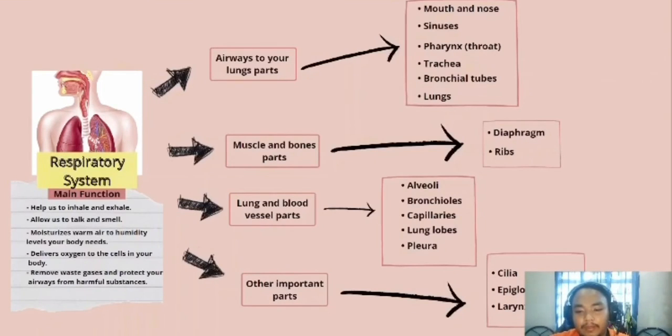And then last but not least, we have the larynx, which is the voice box. The larynx is the hollow organ that allows us to talk and make sound from the air moving in and out.